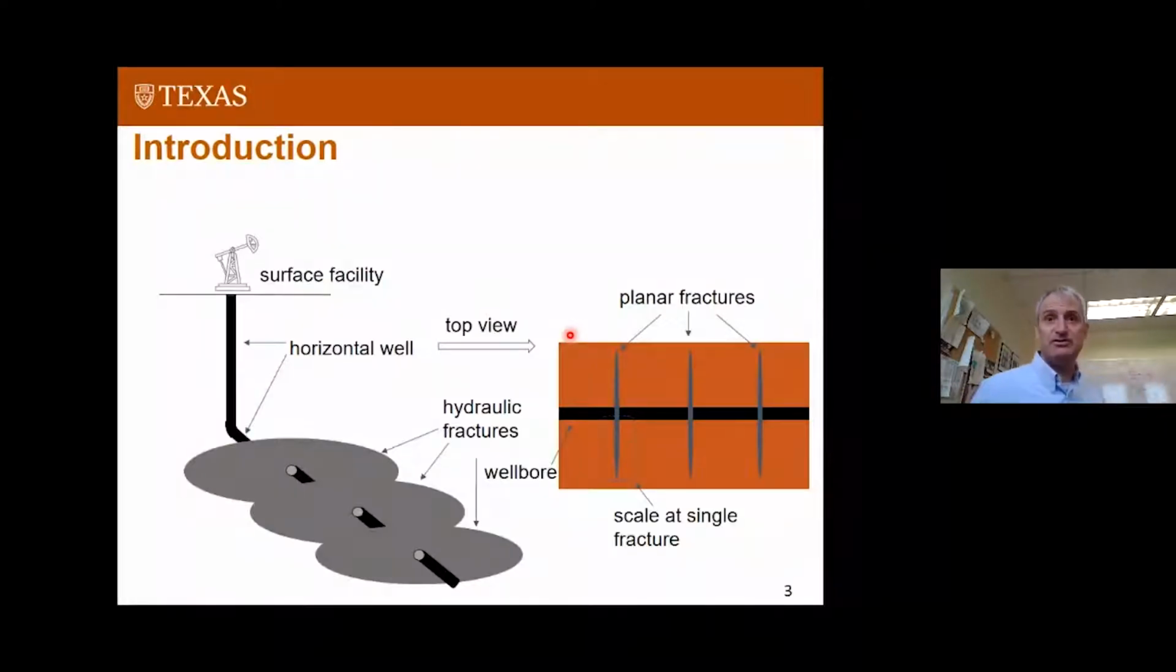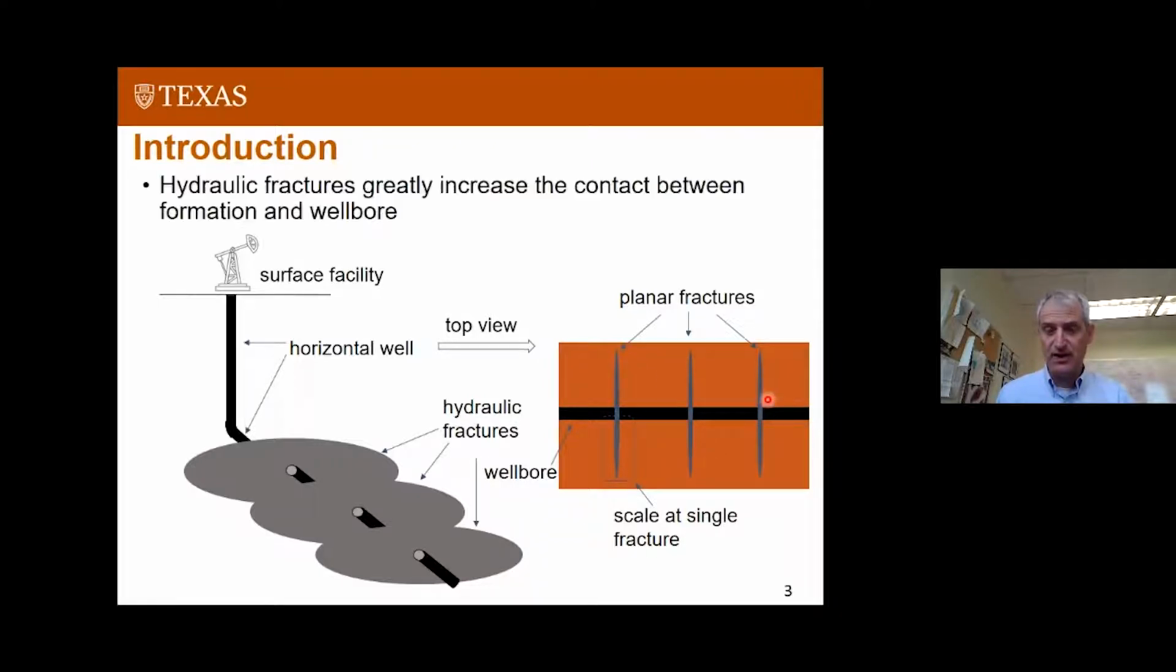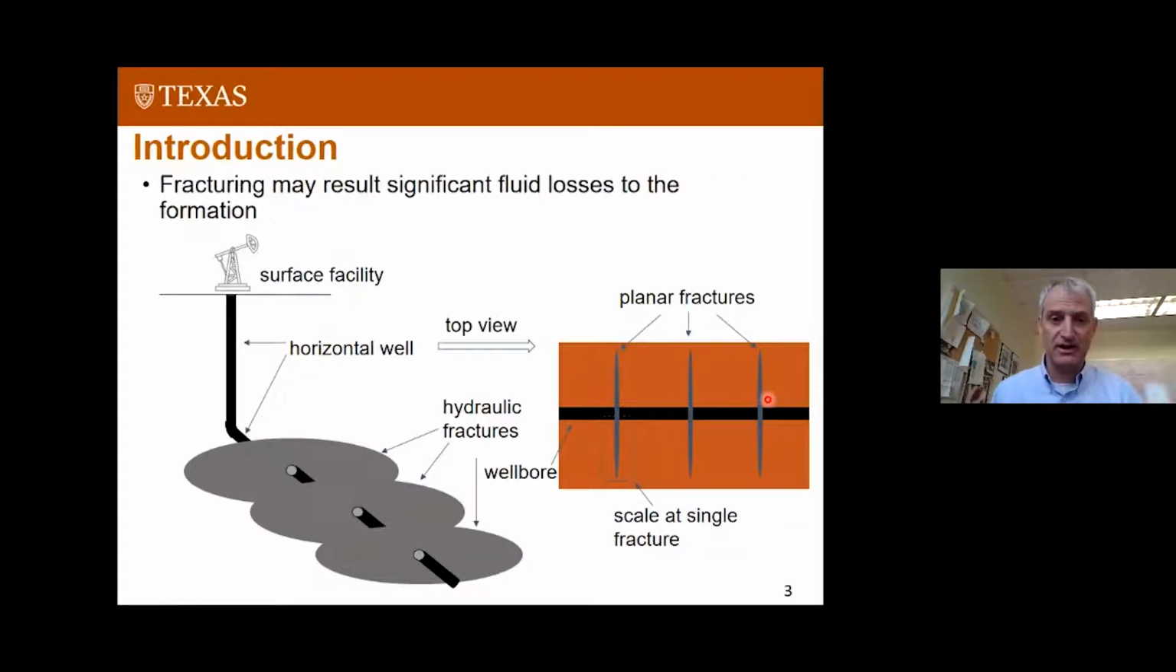Again, this is a general picture of how you do fracturing. This is a cartoon where you have your surface facility, you drill your horizontal wells, you put your fractures in here, and this is a side view. This is a top view of the whole thing where you have your well going here. Here are your planar fractures. And again, the reason we do this is because it greatly increases the contact between the formation and the wellbore, and even in our low perm reservoirs, we can get enough flow if we get enough surface area.